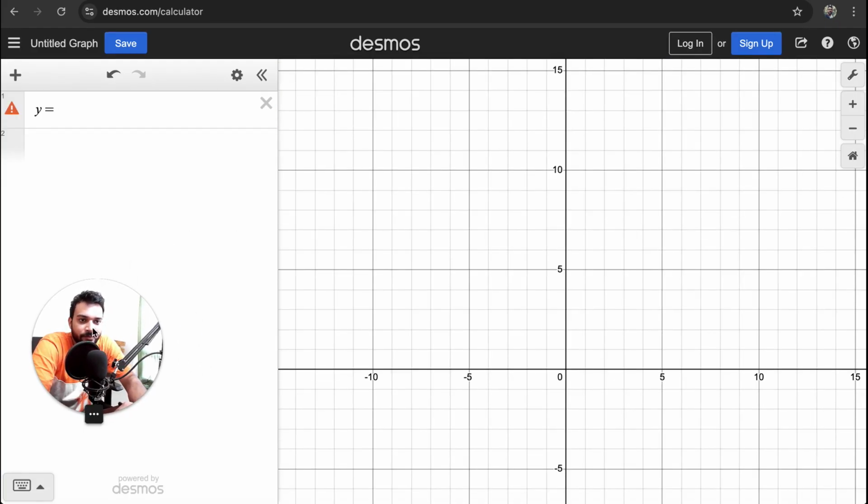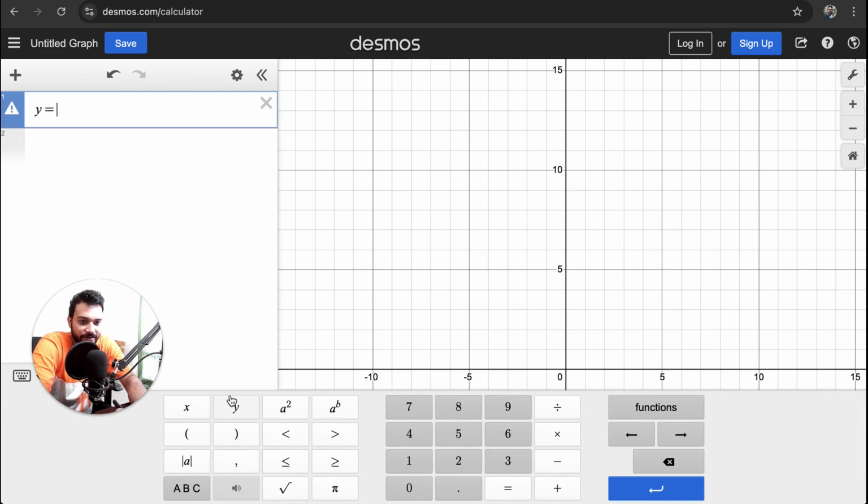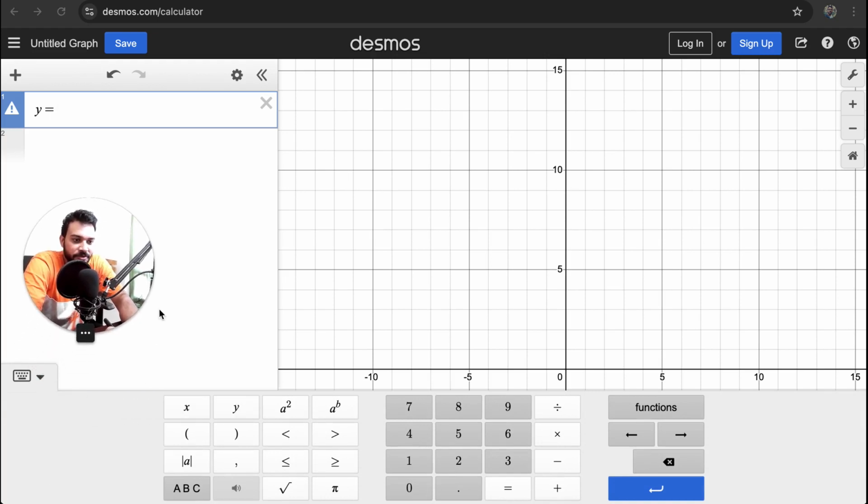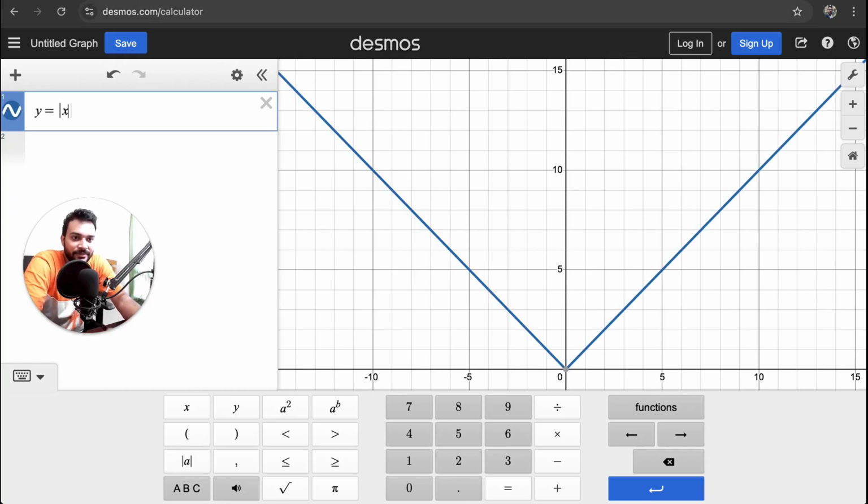So I think this button was not visible yet. You see this icon on the bottom left, show keypad. The moment I click on this, you see a lot of options here. X, Y, these are for writing the equations, facilitating you to write the equations. See, you can input the absolute value function directly from here. And I write mod of x. Mod of x has been graphed here.